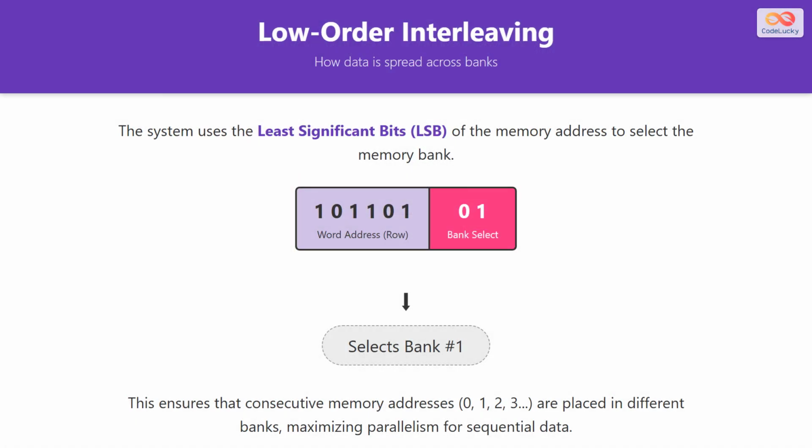The most common method to achieve high bandwidth is called low-order interleaving. In this scheme, we use the lower bits of the memory address to select the bank. For example, if we have 4 banks, the last 2 bits of the address tell us which bank to use. This spreads consecutive memory addresses across different banks. Address 0 goes to bank 0, address 1 goes to bank 1, and so on. Since programs usually read memory sequentially, this ensures we are constantly hitting different banks.